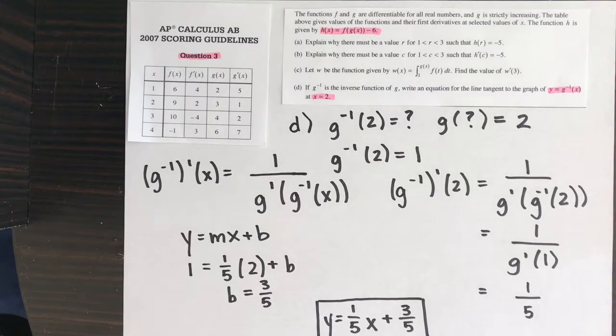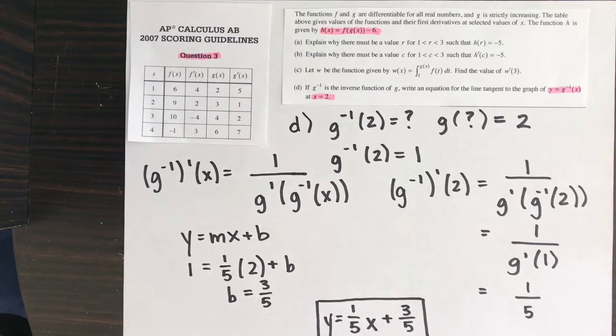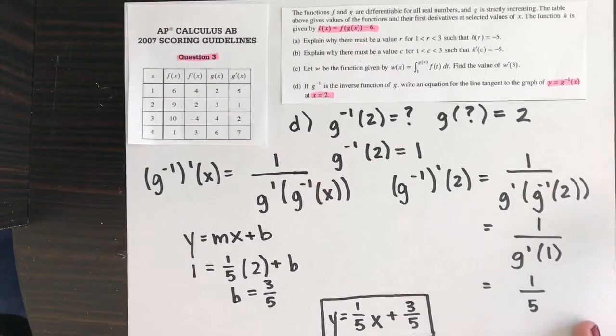Full points are earned on this problem by finding g inverse of 2, by finding 1/5, or the derivative of g inverse of 2, and by finding the tangent line equation.